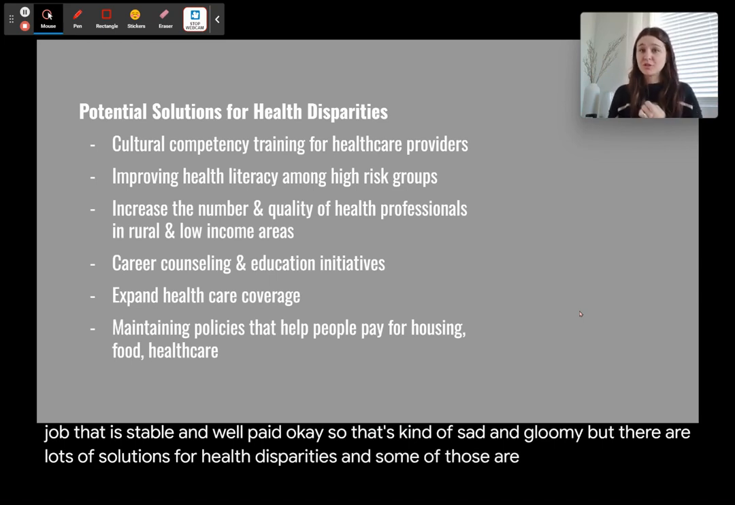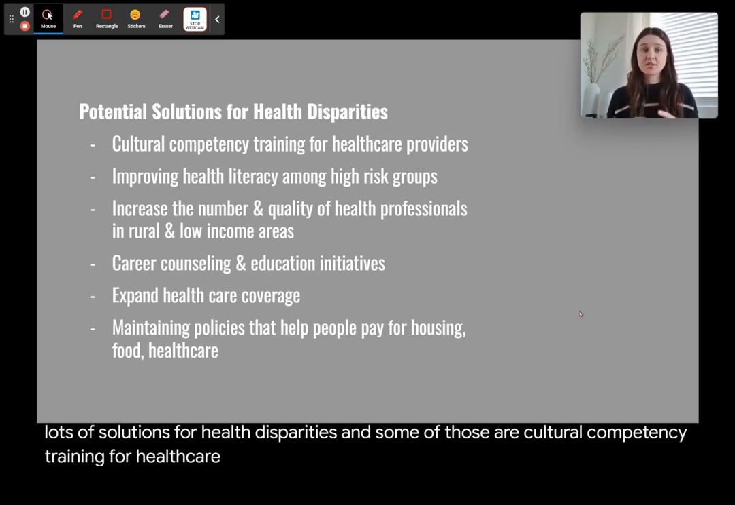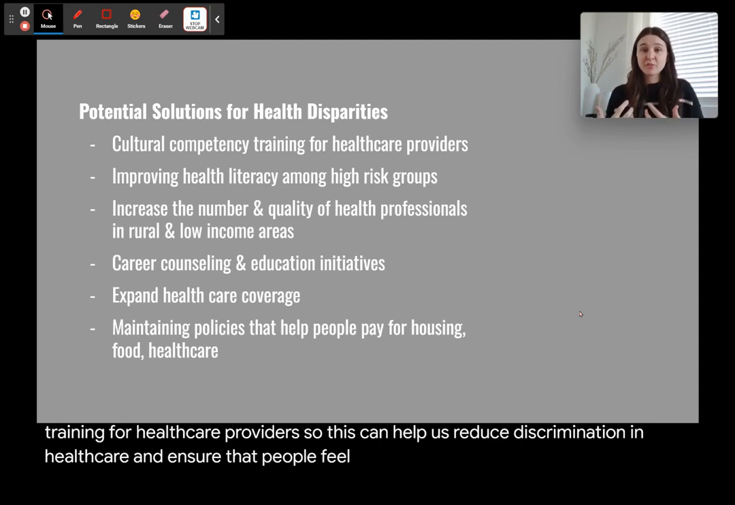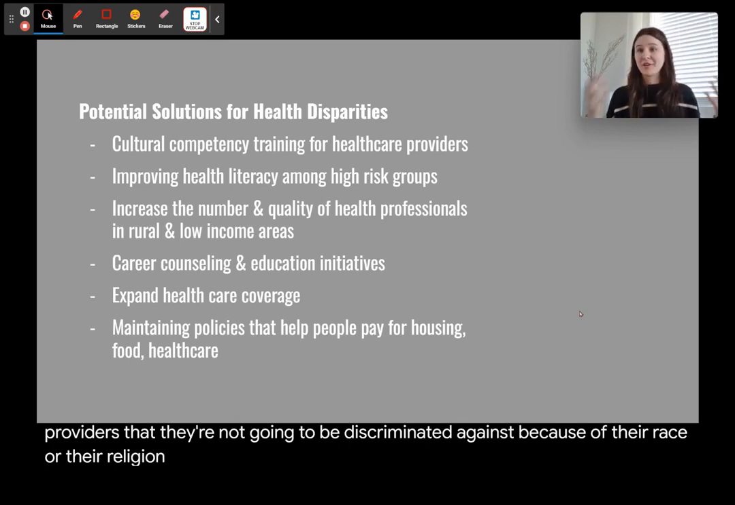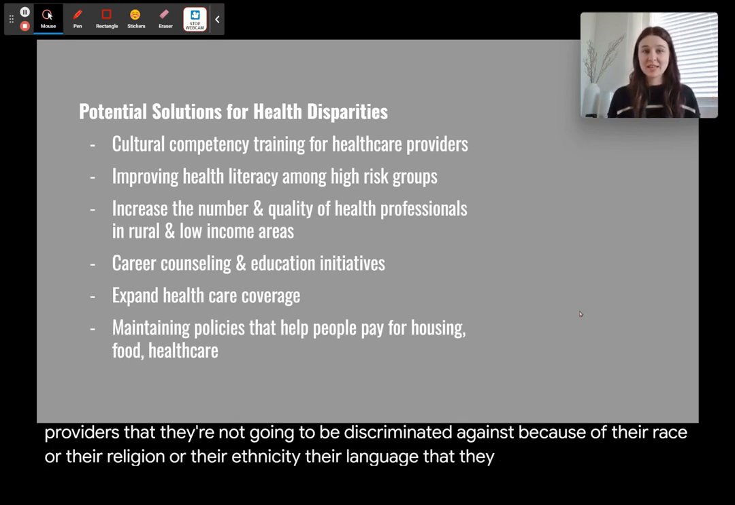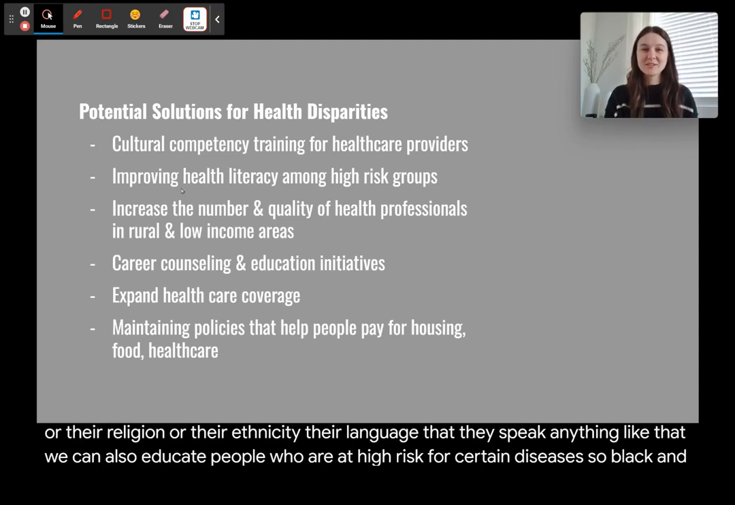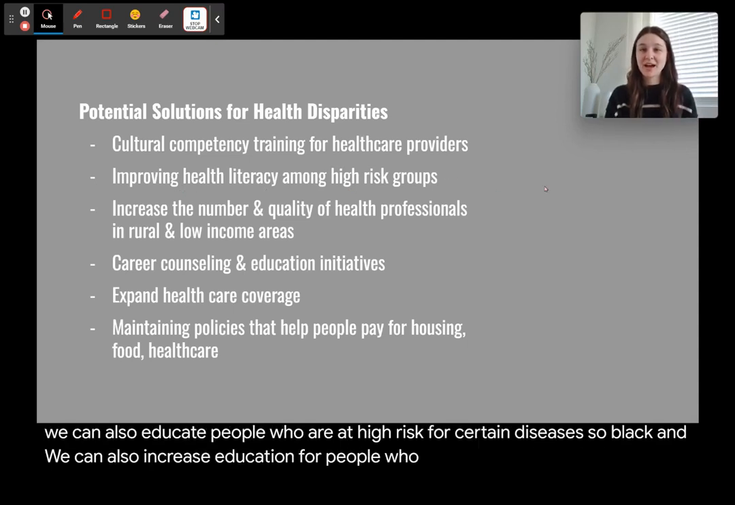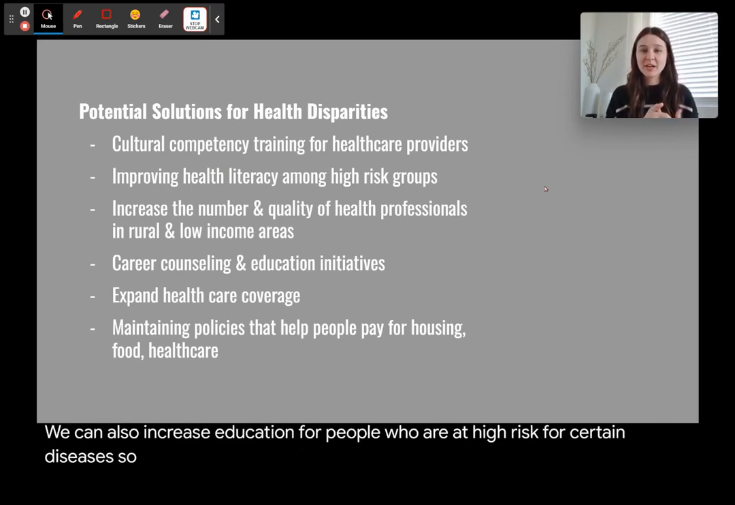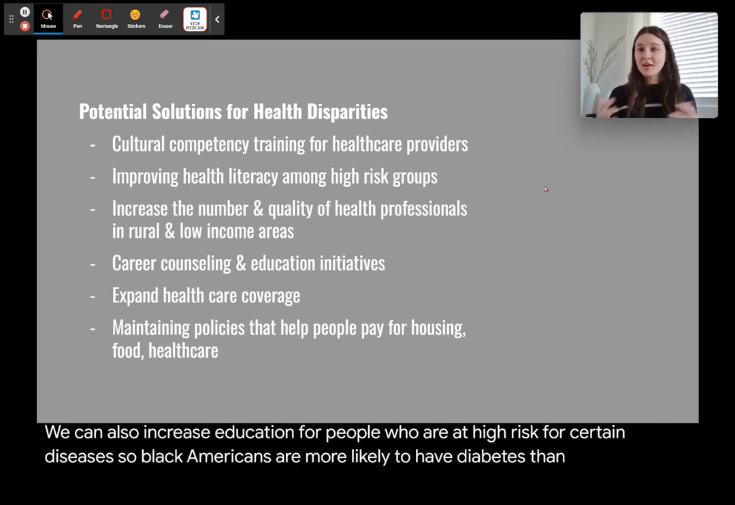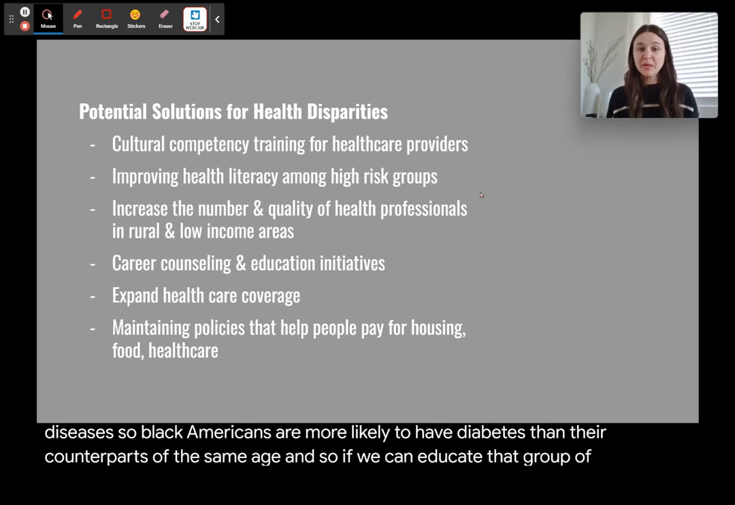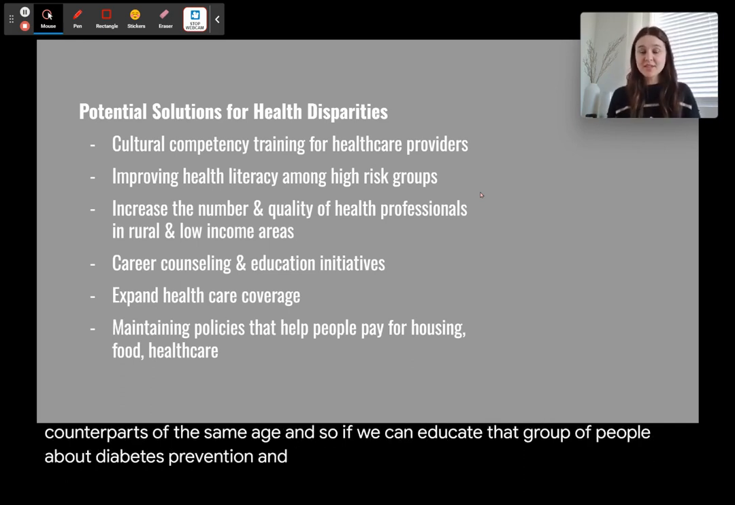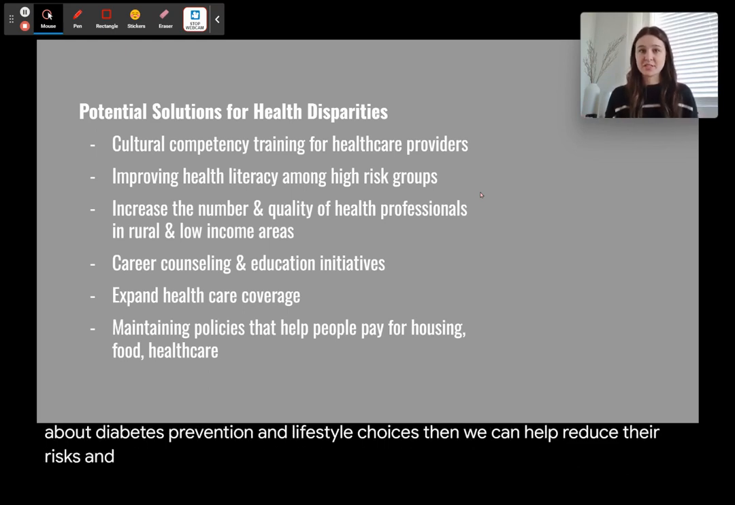Okay. So that's kind of sad and gloomy, but there are lots of solutions for health disparities. And some of those are cultural competency training for healthcare providers. So this can help us reduce discrimination in healthcare and ensure that people feel comfortable coming to healthcare providers, that they're not going to be discriminated against because of their race or their religion or their ethnicity, the language that they speak, anything like that. We can also increase education for people who are at high risk for certain diseases. So Black Americans are more likely to have diabetes than their counterparts of the same age. And so if we can educate that group of people about diabetes prevention and lifestyle choices, then we can help reduce their risks and their health disparities.